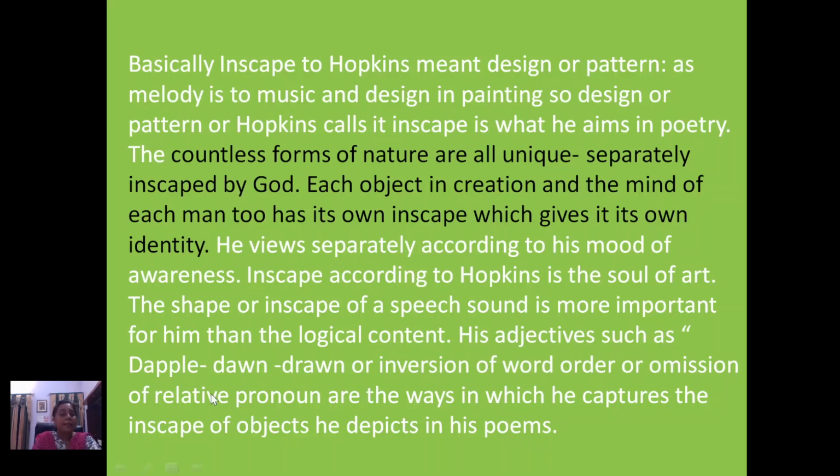His adjectives such as dapple, dawn, drawn, or inversion of a word. Hopkins also created these adjectives. This is his own coinage, or inversion of word order. Sometimes in poetry you find that words are in inverted form. Inversion means that the word which has to follow a certain word is coming prior to that particular word. Or omission of a relative pronoun. These are the liberties that he often takes in his poems, the ways in which he captures the inscape of the objects he depicts in his poem. These are the patterns which he follows in his poetry to capture the inscape, whenever he wants to describe anything or express something in his poem, he uses this pattern of expression.